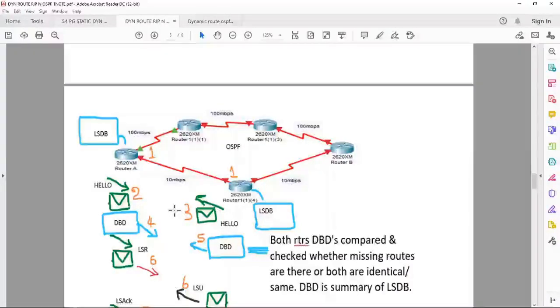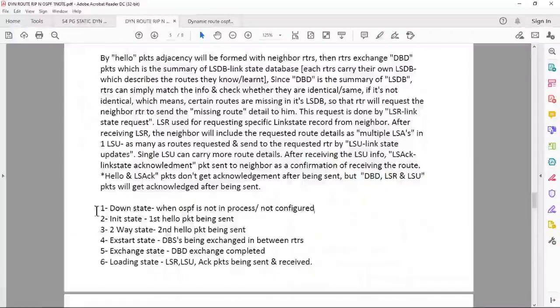Okay, so now what's happening? After the hello packet exchange, they are in two-way state. Now they are going to exchange the database description. So now they are in the ExStart state. The database description is going to be exchanged. The router with the highest router ID starts sending the DBD first and then the other opposite router. Now the DBD has been received by the other router. So what happens? Both routers are going to compare the DBD with their LSDB.